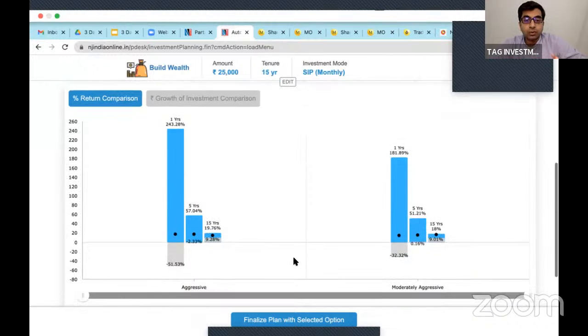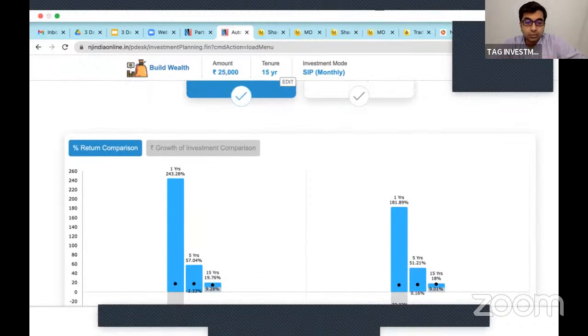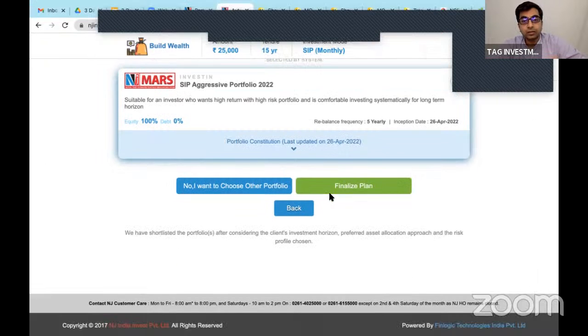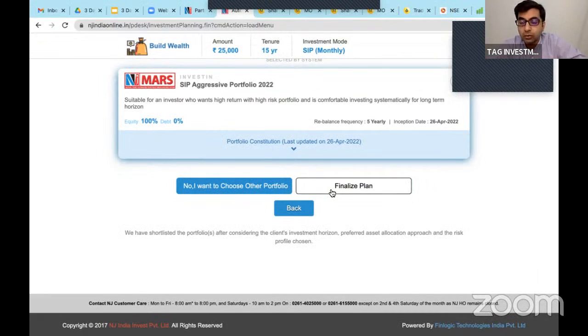Once you are done with this, you simply need to click on finalize plan with selected option, and click on finalize plan. Given that you already have an account with us, you can directly get invested. Your customized, personalized portfolio gets created, and you can simply invest in nothing but the best of mutual funds. So that was on the mutual fund side of things.